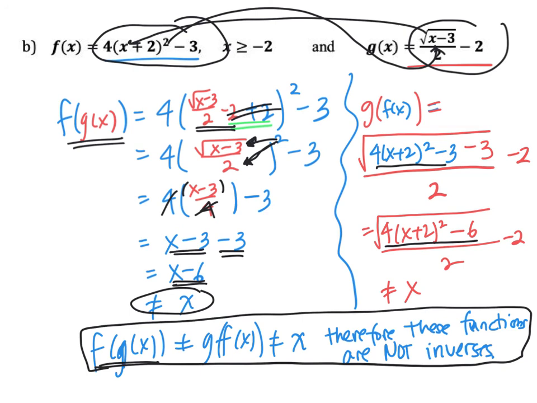Therefore, f of g of x does not equal g of f of x, and they both do not equal x. Therefore, these functions are definitely not inverses. So sometimes it'll work, sometimes it won't.